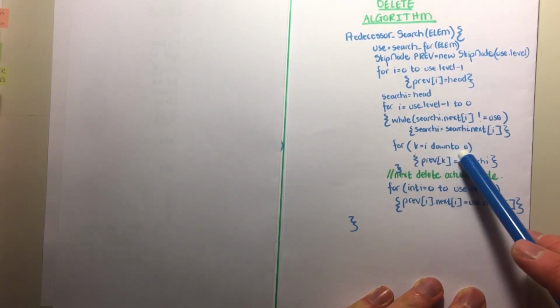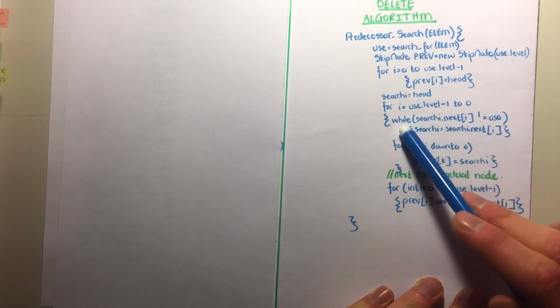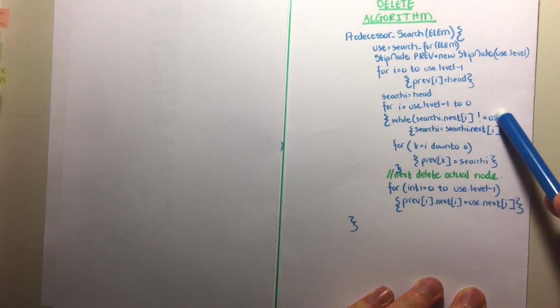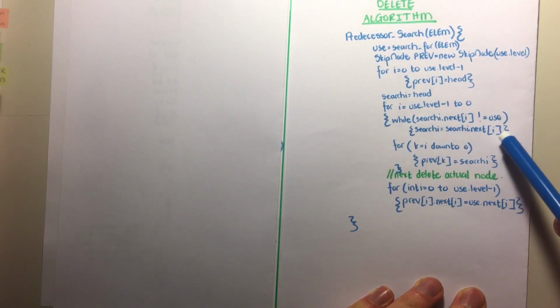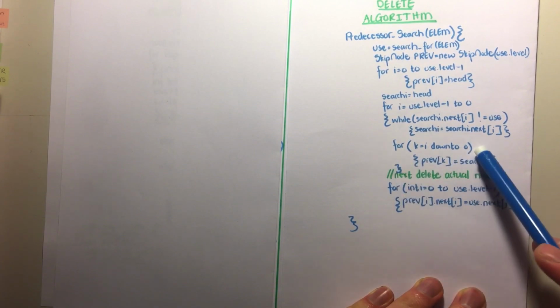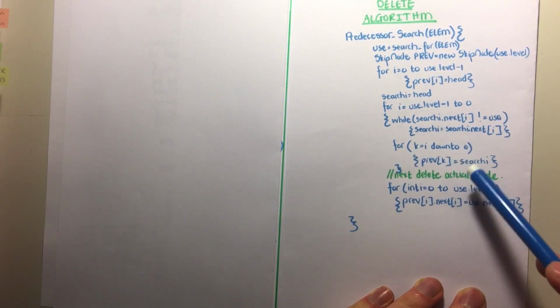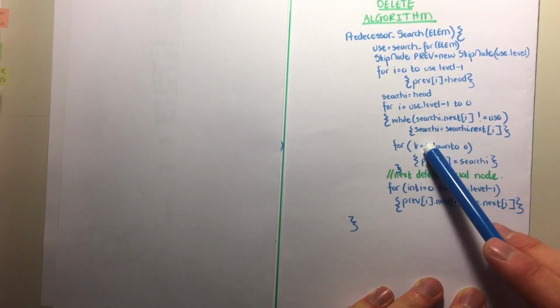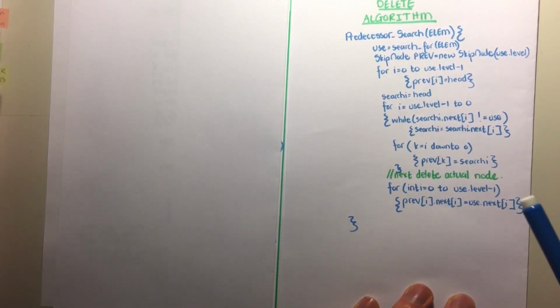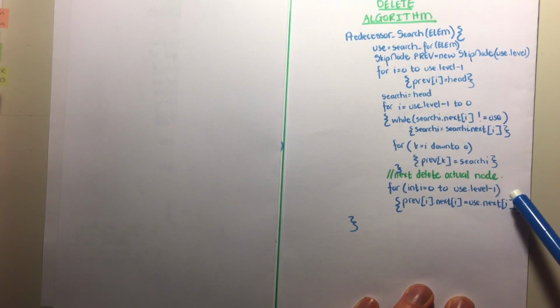Then we're going to say, okay, now we've found at that level the predecessor for the element we're looking for. So then we're going to put that into the previous array for every single level. Then we've found the predecessor array. Now all we have to do is delete the actual node. So we do this for all of the levels.